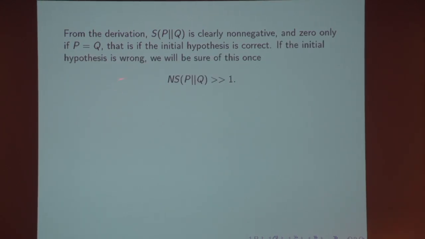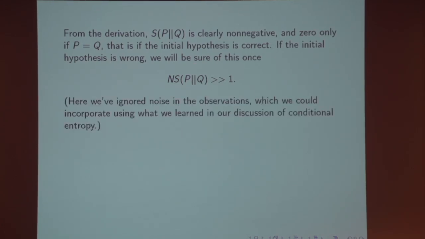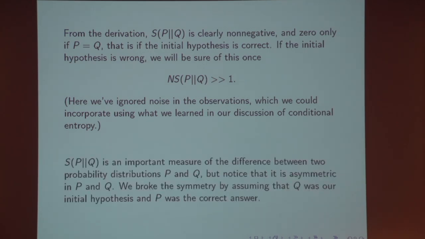If the initial hypothesis is wrong, we'll be sure of it once n times the relative entropy is large. Well, this statement ignores noise. If you wanted to include noise, the starting point at least would be what we discussed with conditional entropy, where we discussed a signal from Alice that was observed by Bob modulo some noise. So you should combine the two to make a more precise estimate here, including noise. But we won't go in that direction.